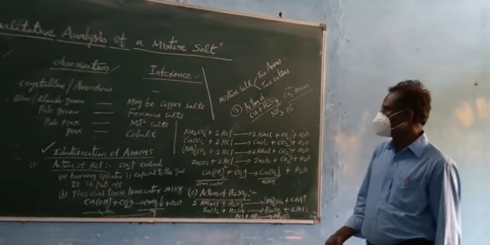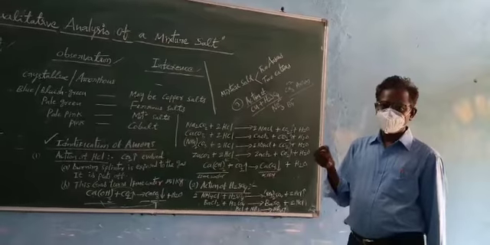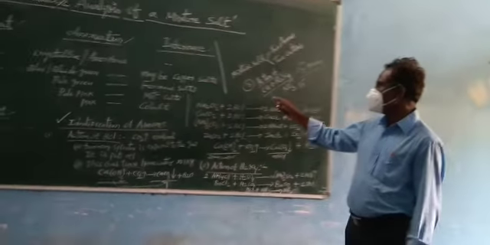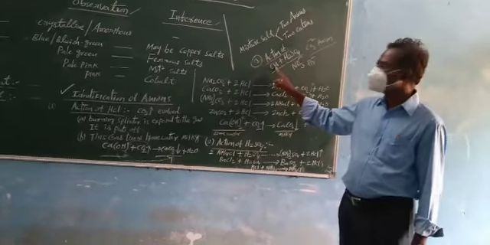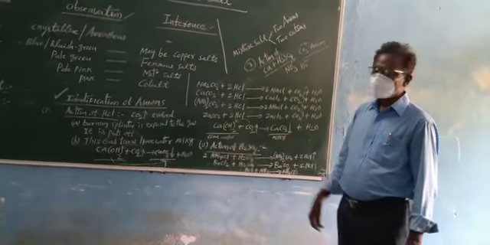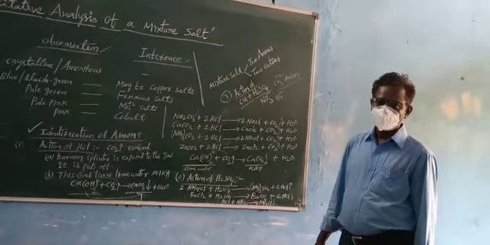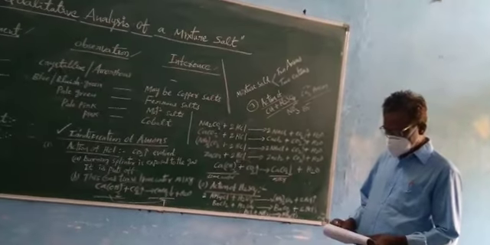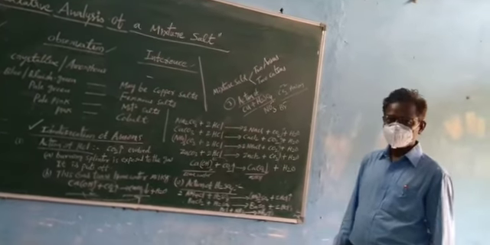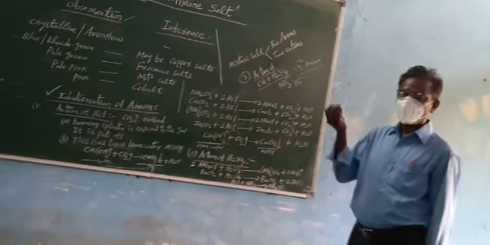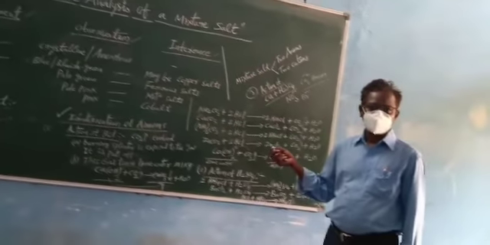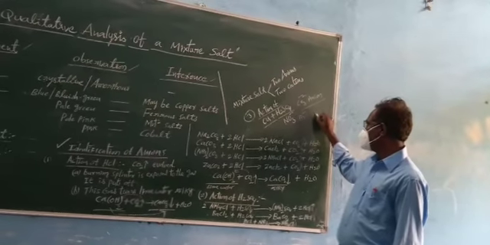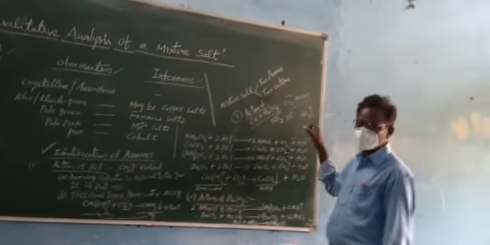Nitrate anion. So you have to take a pinch of the given mixture salt in a dry test tube and add 2 or 3 copper turnings, then add concentrated sulfuric acid. If needed, gently heat. Then immediately reddish brown vapors are evolved from the test tube. These reddish brown vapors indicate the formation of NO2, nitrogen dioxide.